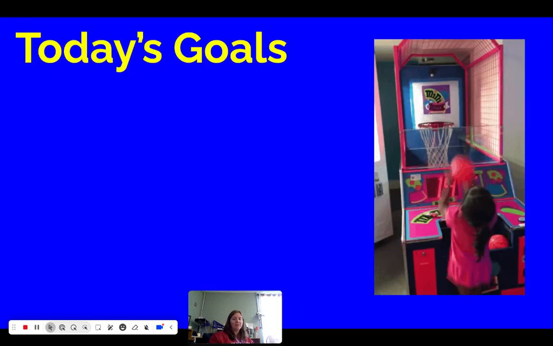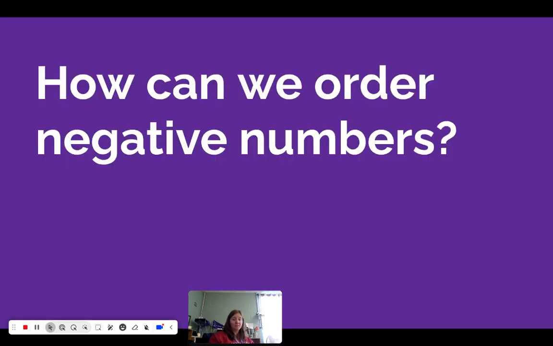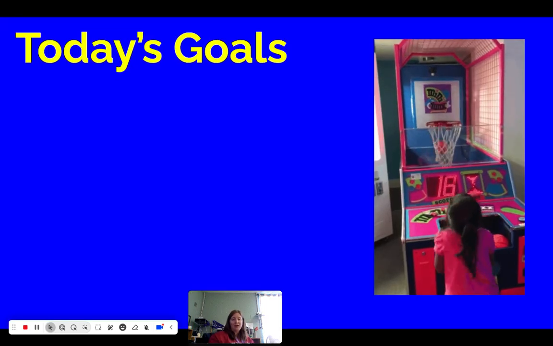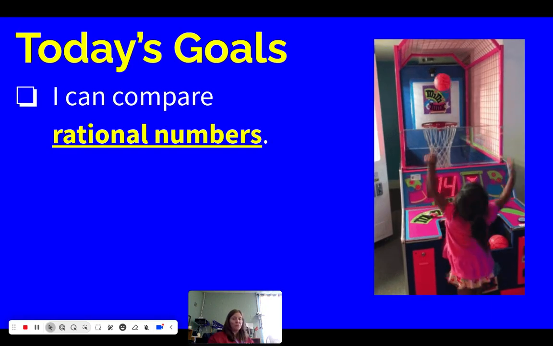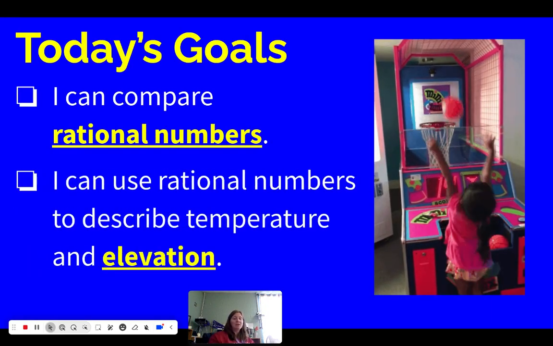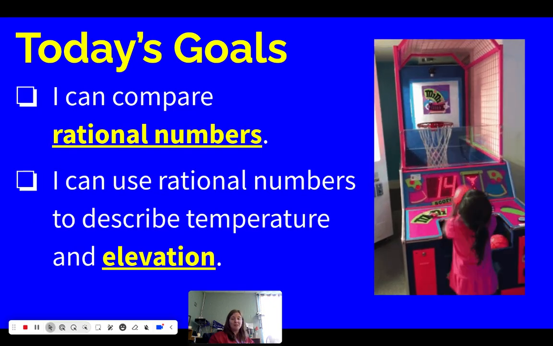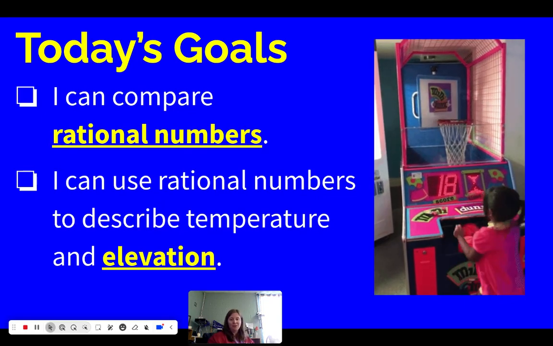How do we order negative numbers? We can order them from least to greatest. We put them on a number line. And a reminder of today's goals: comparing those rational numbers, ordering them from least to greatest, and using rational numbers to describe temperature, like Fahrenheit and Celsius, and elevation, like seagulls and sharks.